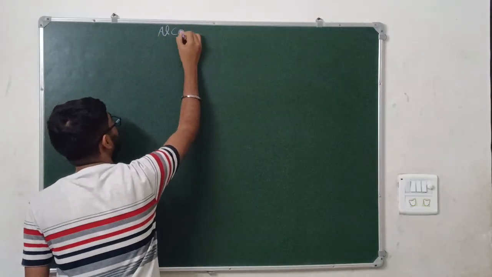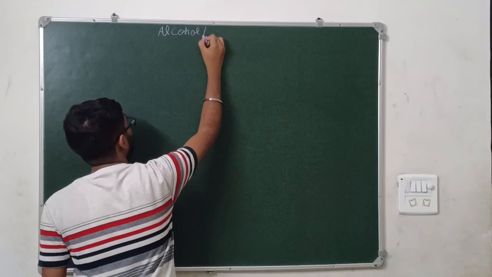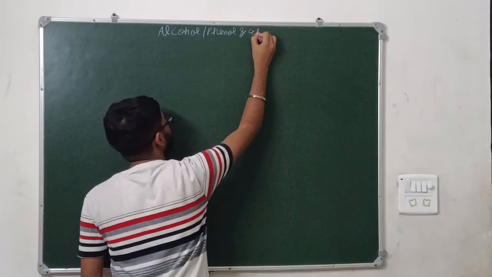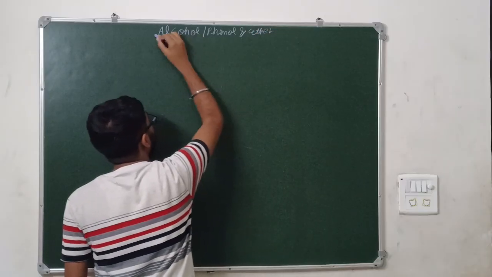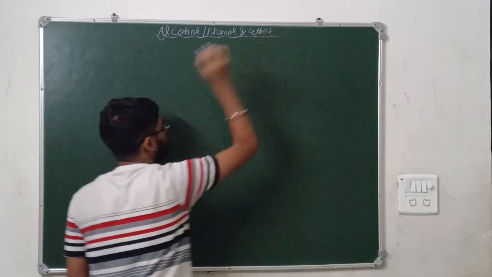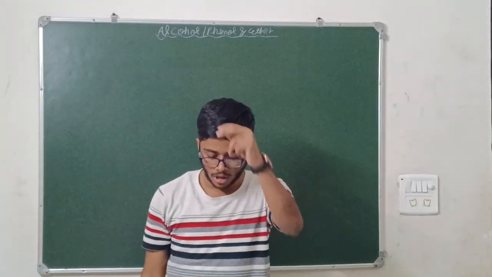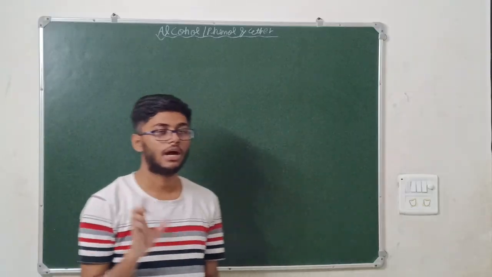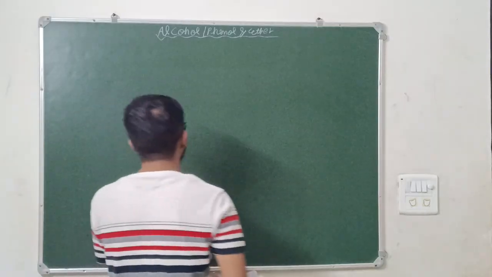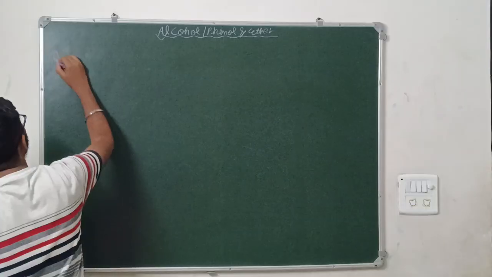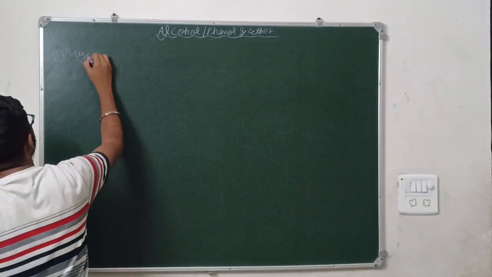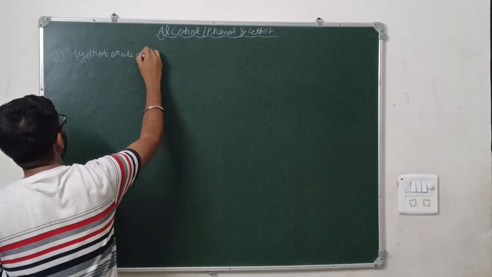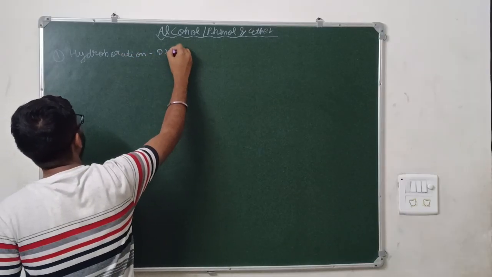The chapter is alcohol, phenol and ether. This is the second organic chemistry chapter of class 12th. So, first of all, the very first reaction which arises is hydroboration oxidation.